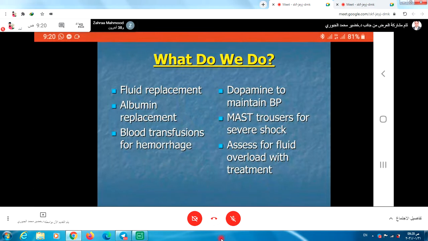What do we do? Fluid replacement, albumin replacement, blood transfusion for hemorrhage, dopamine to maintain the blood pressure.